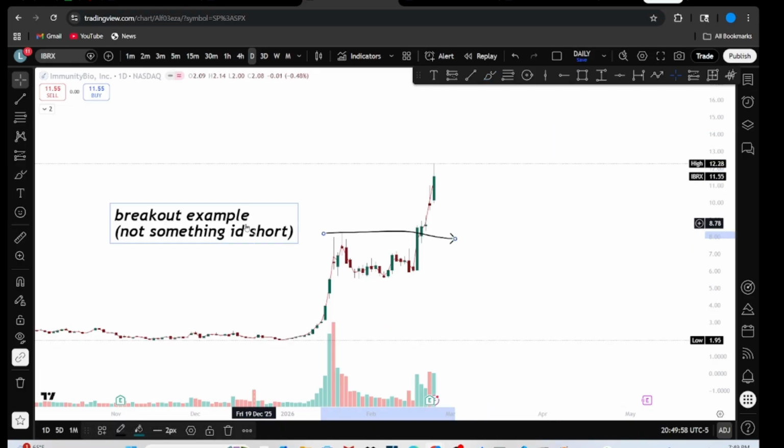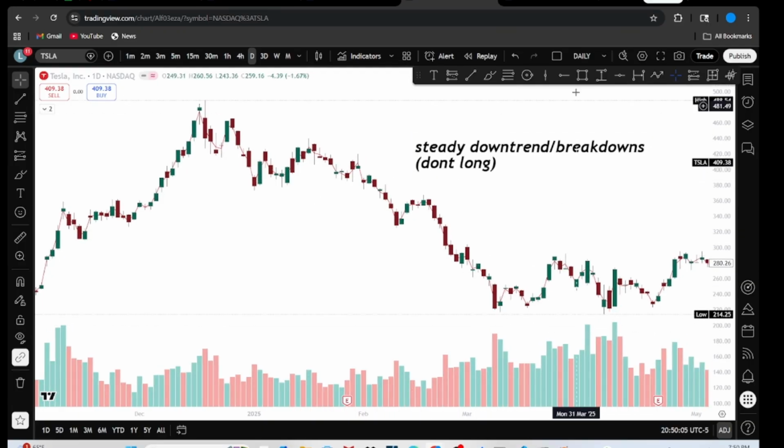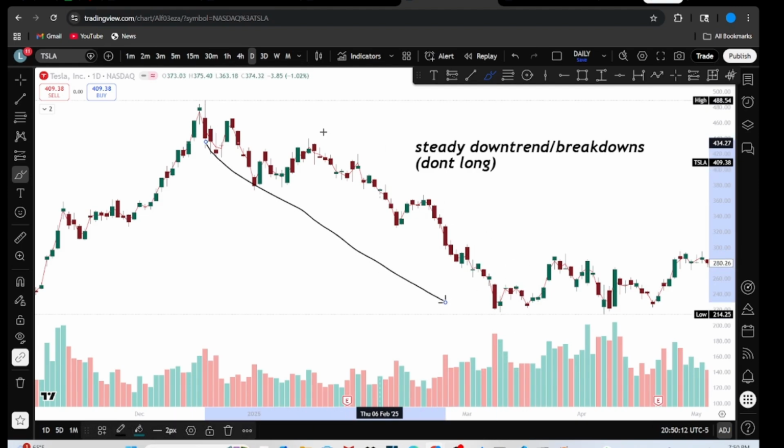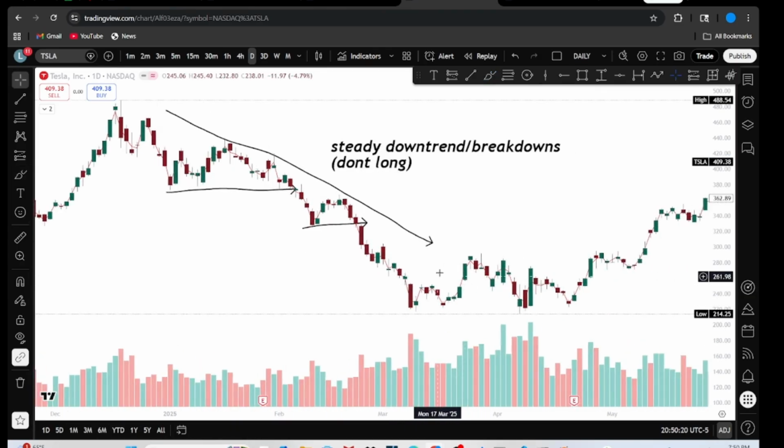So moving on to another example, we have Tesla. This is just a steady downtrend. This doesn't even get that extended, in my opinion. I don't think this is that great. This is ultimately just a steady downtrend. If you like to go with the trend and short these breakdowns, good for you. It's working very well. And then this is pretty much no man's land.